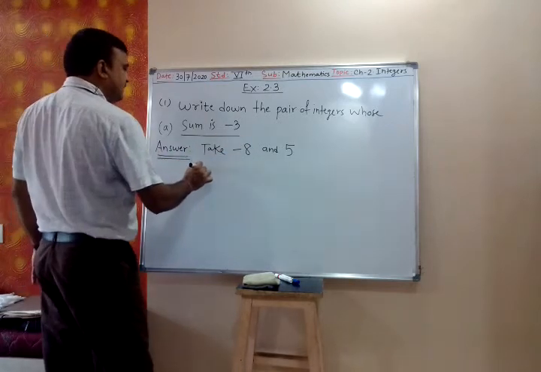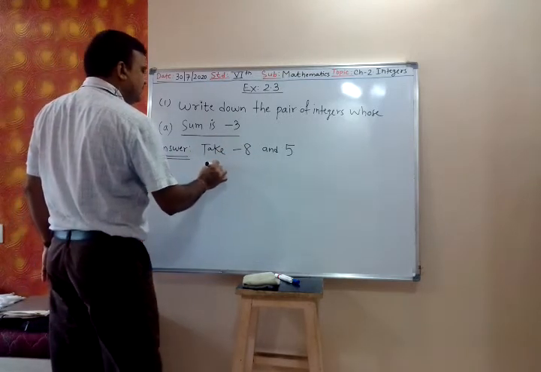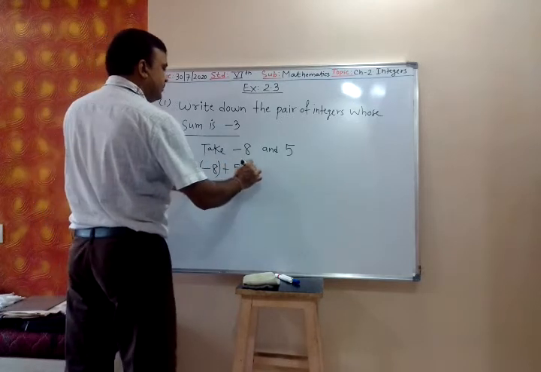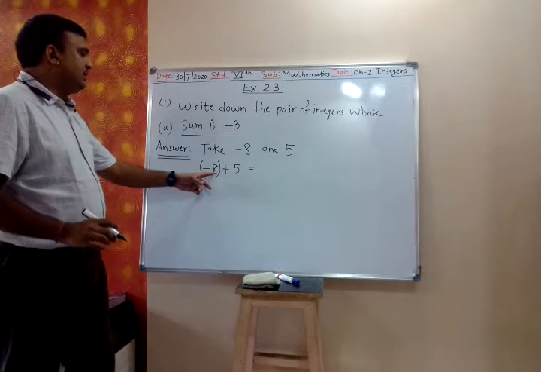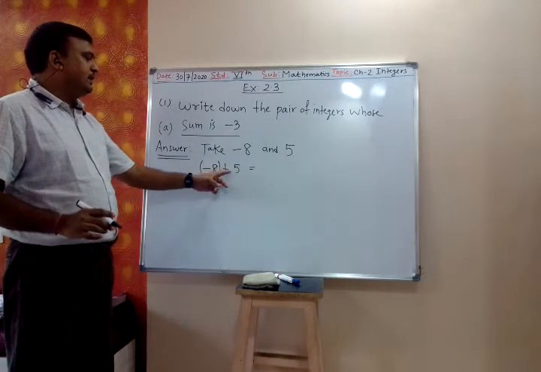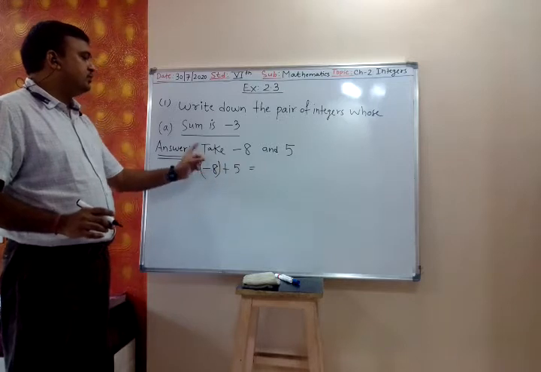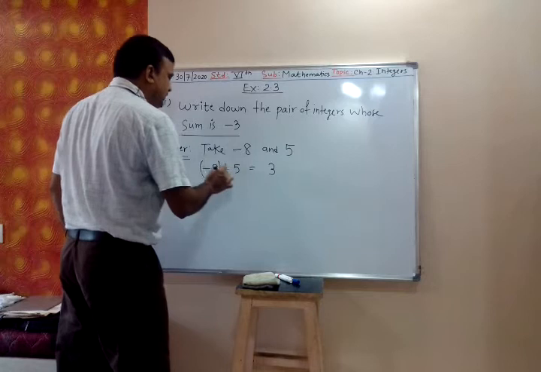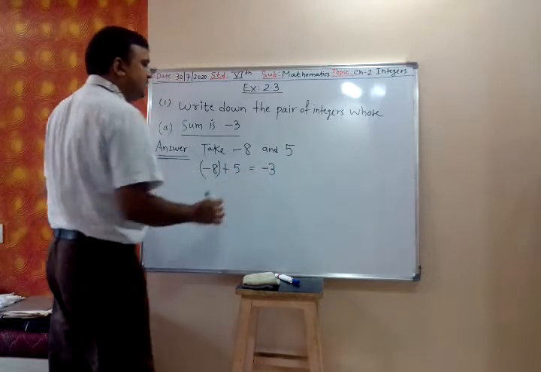Now let us see what is -8 plus 5. Sum of integers: when we add them, what is the sign of 8? Minus. What is the sign of 5? Plus. So minus and plus, they have opposite signs, so I have to subtract. 8 minus 5 is 3. Which number is bigger? 8, which is minus. So -3.